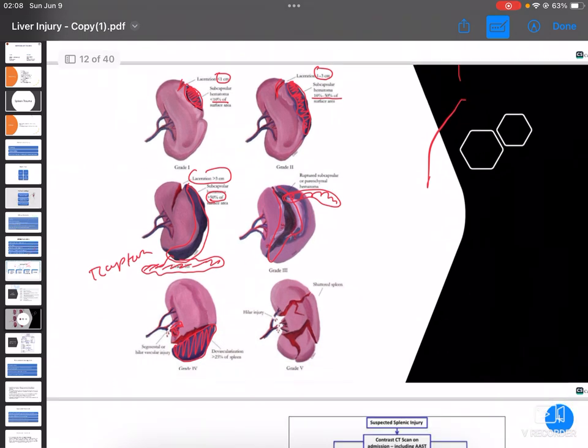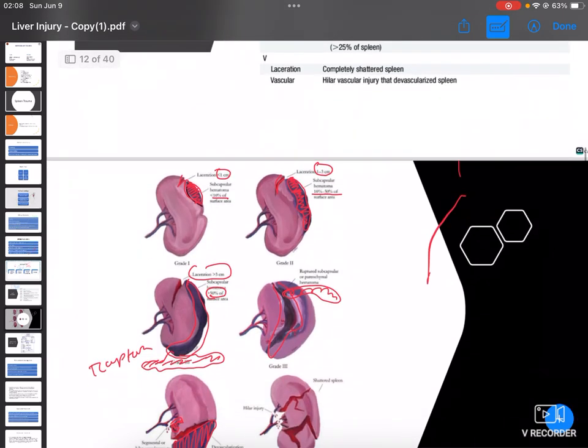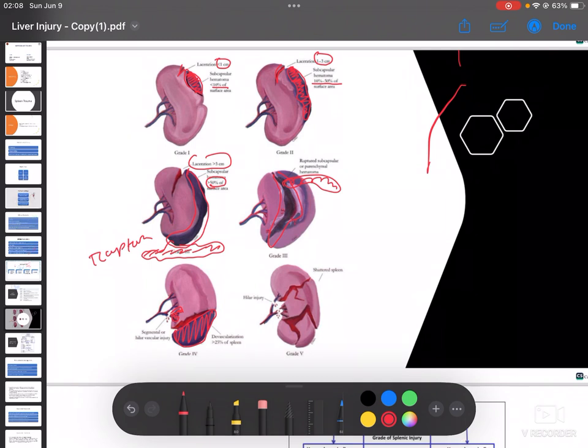Another is laceration with a completely shattered spleen. This one is very important. When there is a completely shattered spleen, this is grade 5.